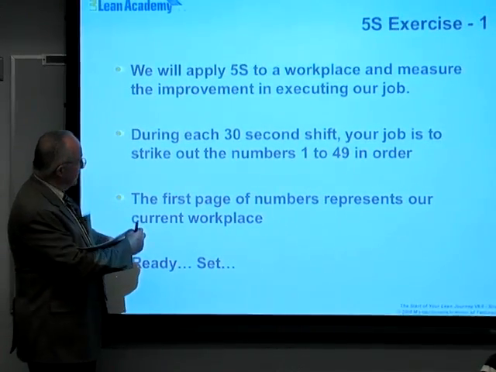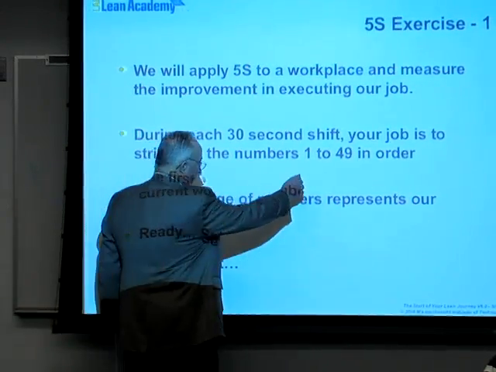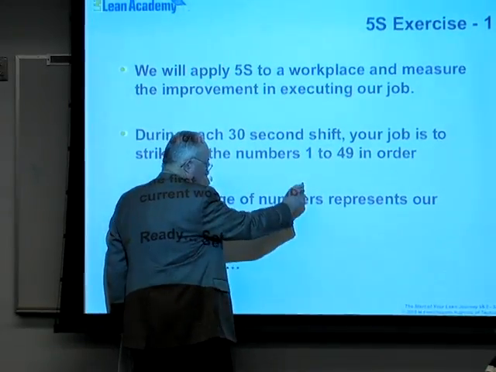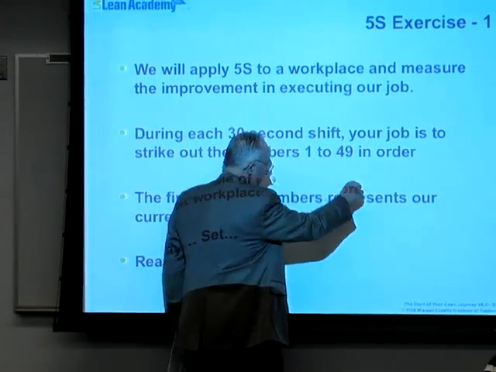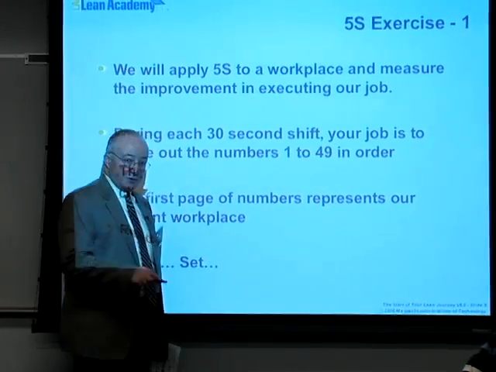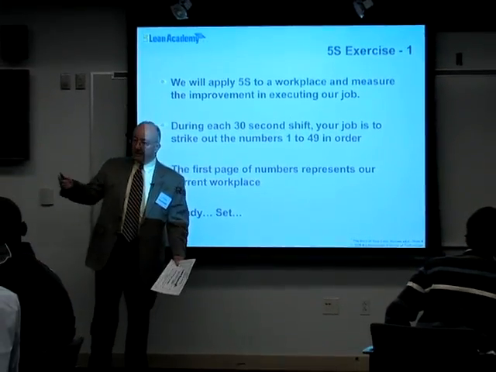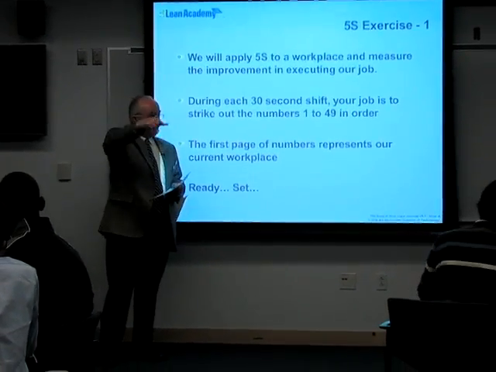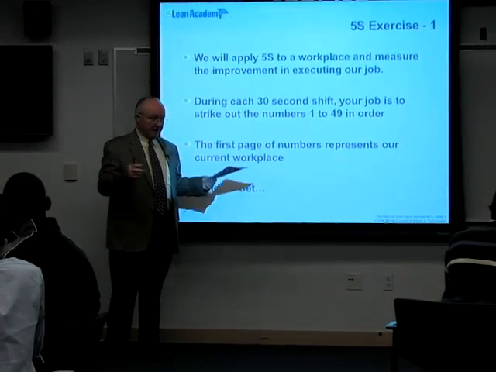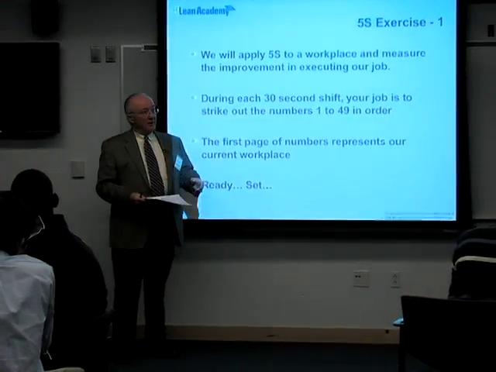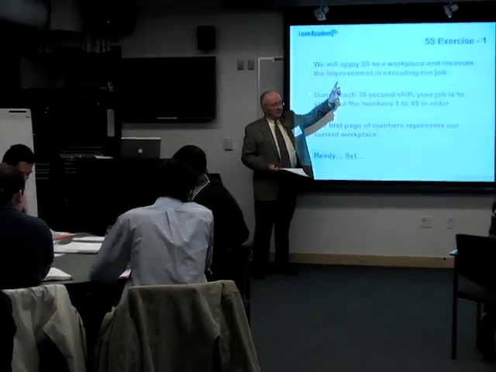What we want you to do is find number 1, cross it out, then find number 2, cross it out, number 3, up to 49. You have to do it in order. 1, 2, 3, 4, 5, 6, 7, 8, 9, 10. Find the number, cross it out, find the number, cross it out, and then stop when I tell you to stop. Ready, set, go.